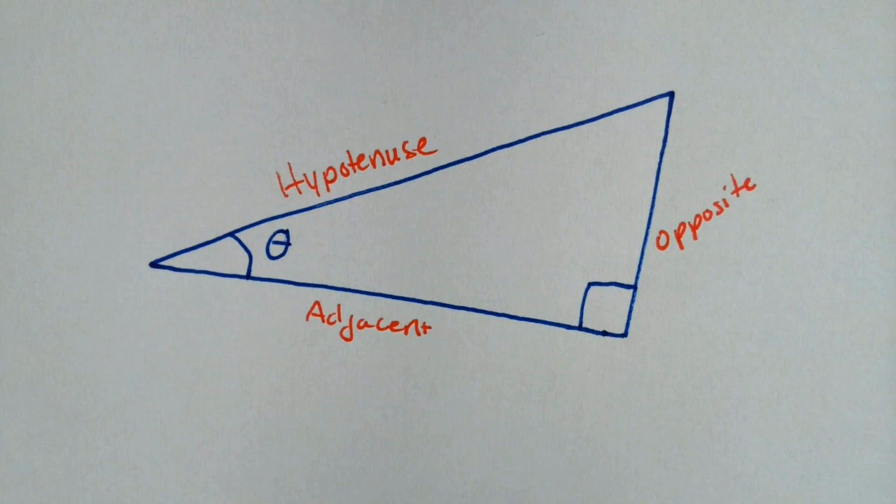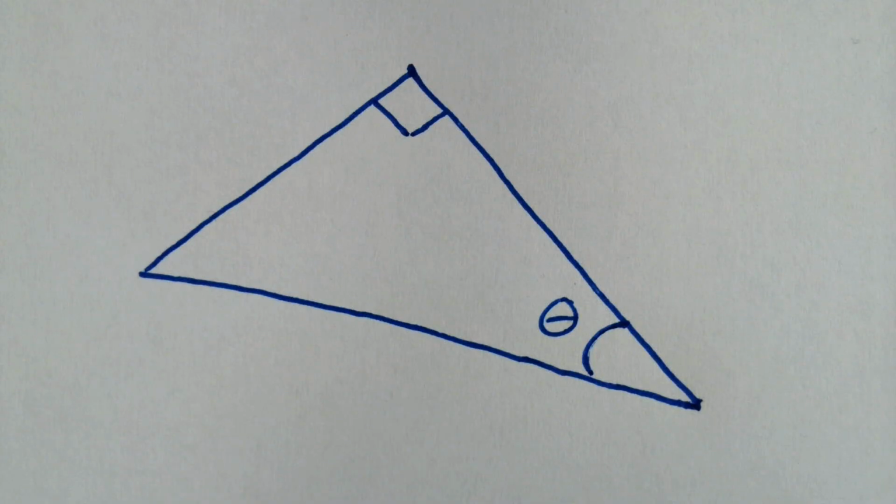So I have two more that you're going to try on your own. See if you can identify the hypotenuse, the opposite side, and the adjacent side on this right triangle. Pause the video while you try.